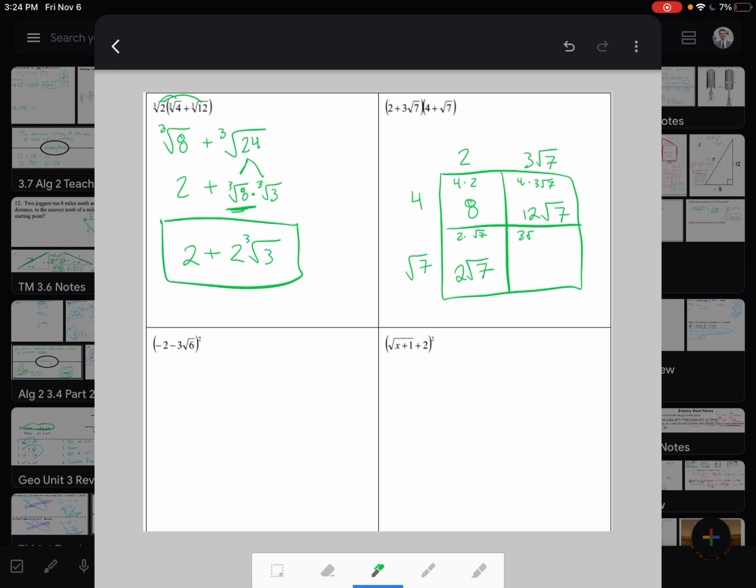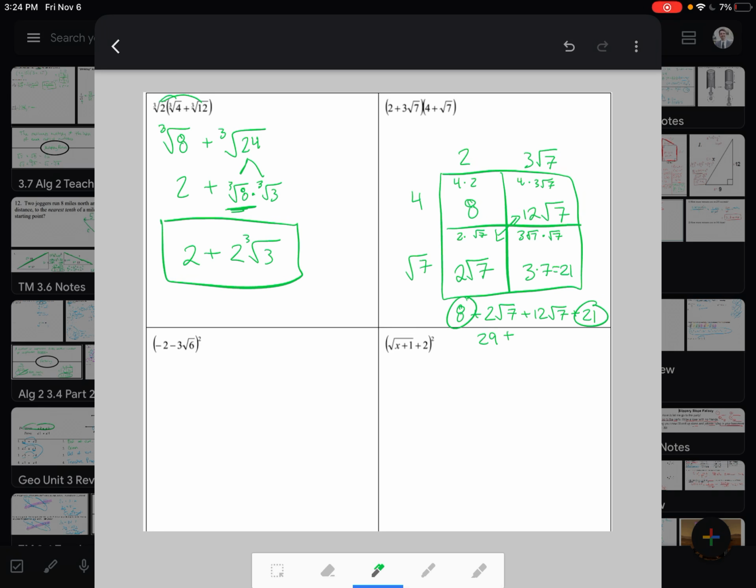Here, 2 times the root of 7 actually just gets us 2 times the root of 7. And then our last one here, 3 times the root of 7 multiplied by the root of 7 will get us 3 times 7, because, again, square root of 7 times the square root of 7 is just 7, or 21. So we can put all of these things together. Conveniently, our diagonals are like terms in this case. So we have 8 plus 2 times the root of 7 plus 12 times the root of 7 plus 21. So adding up all 4 of our boxes one at a time.